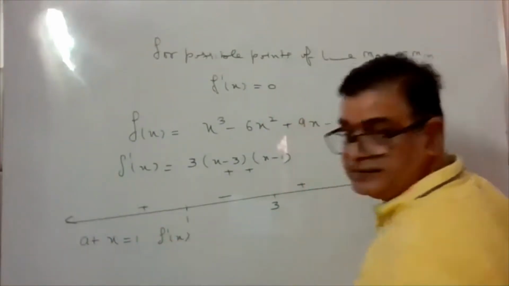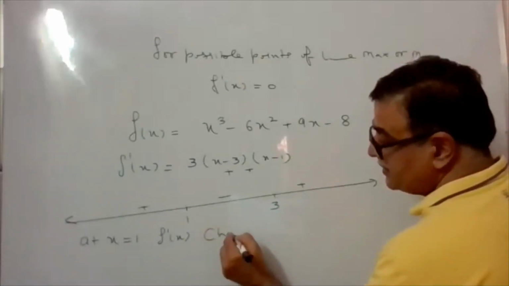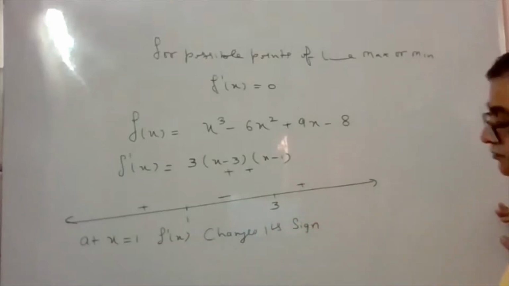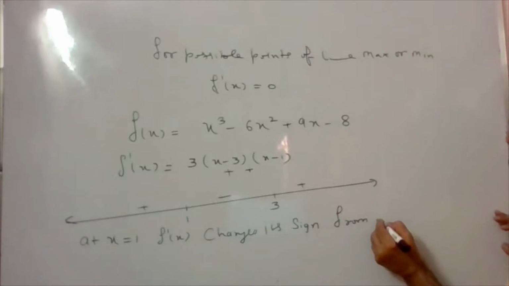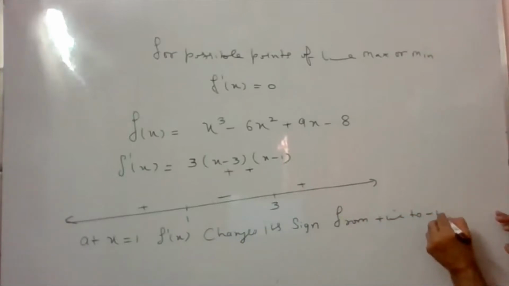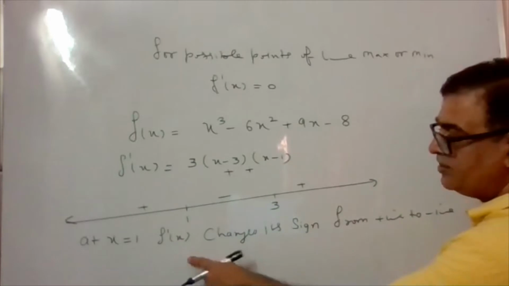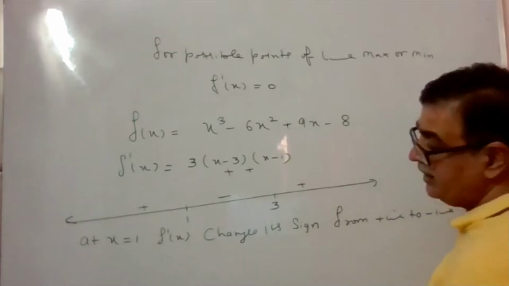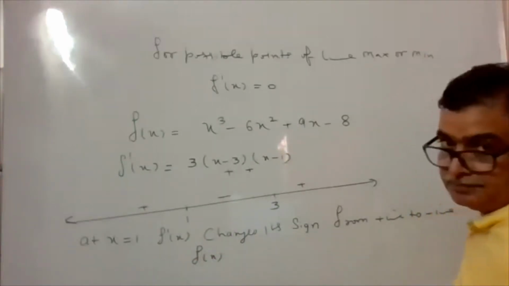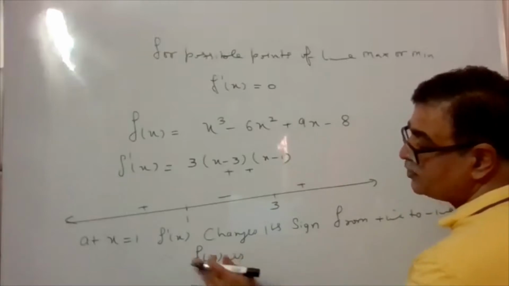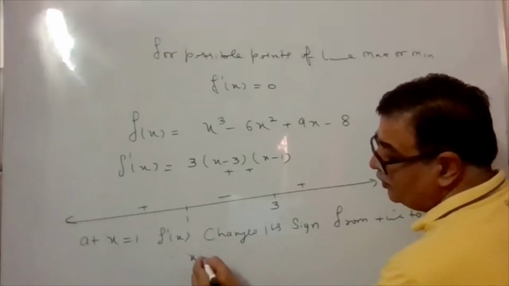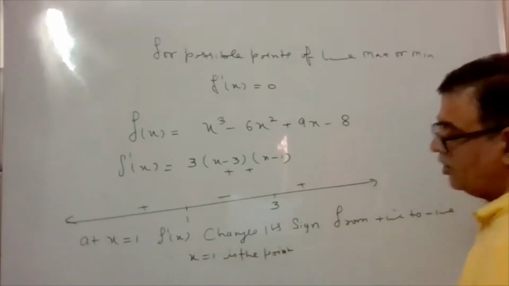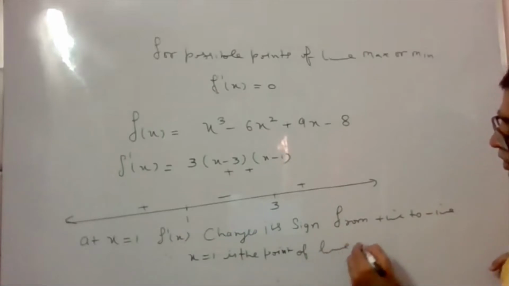So now at x is equal to 1, f dash x changes its sign from positive to negative. F dash x changes its sign from positive to negative. Therefore, f(x) is, therefore, x is equal to 1 is the point of local maximum.